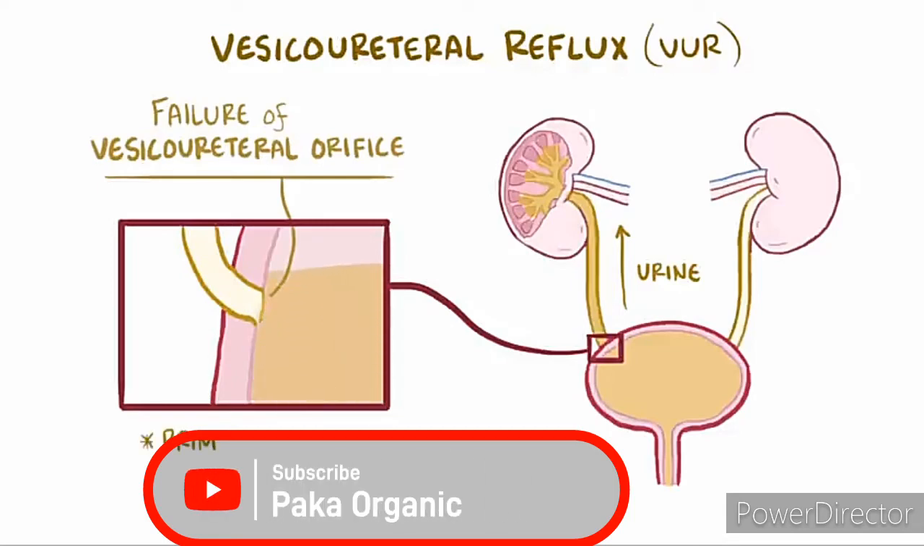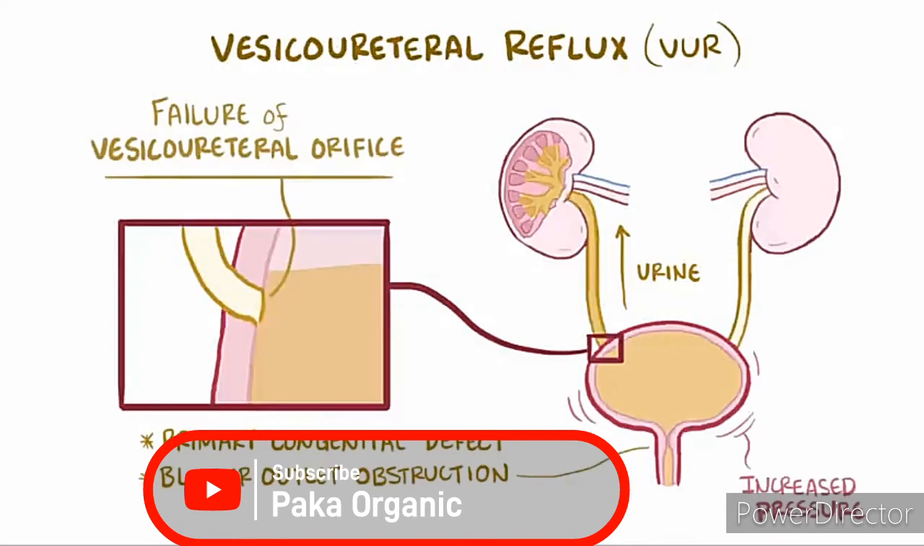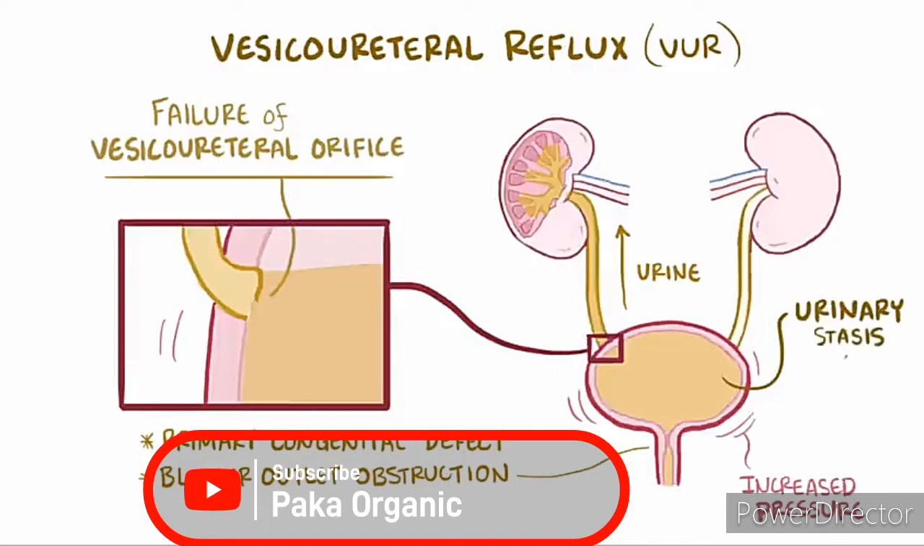VUR can be the result of a primary congenital defect, or it can be caused by bladder outlet obstruction, which increases pressure in the bladder and distorts the valve. As kind of a double whammy, obstruction also leads to urinary stasis, where urine stands still, which makes it easier for bacteria to adhere and colonize the urinary tract.